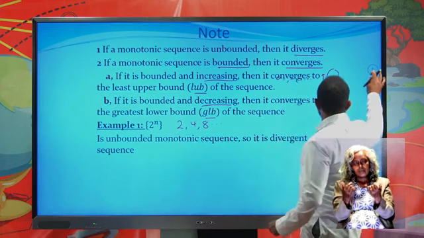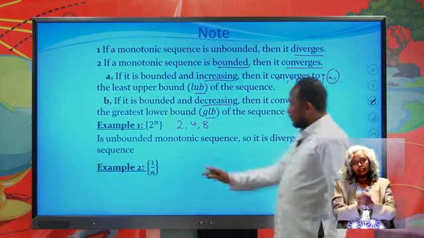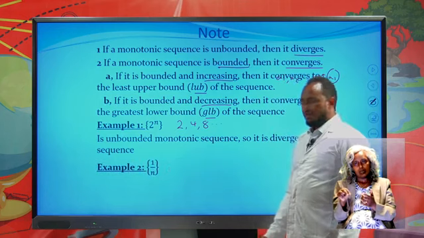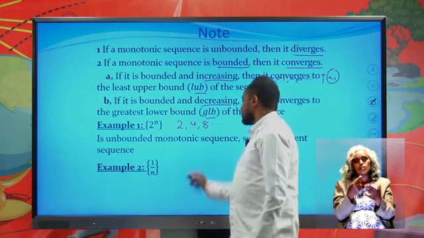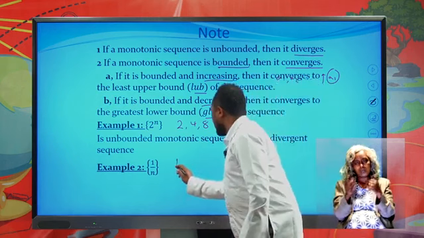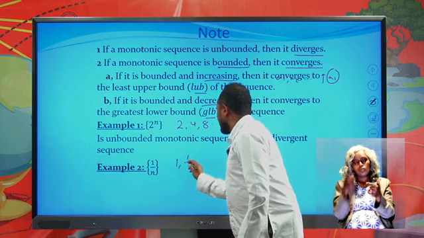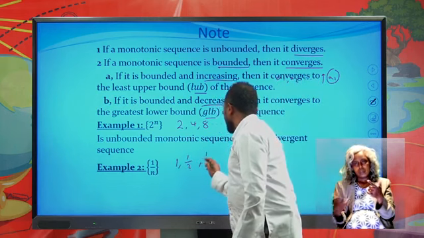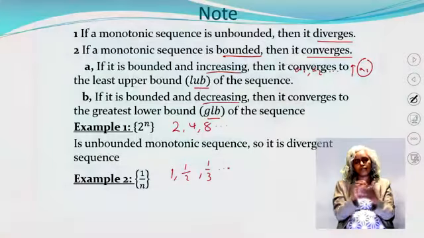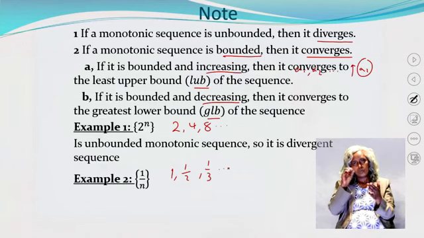Now let's see the second example, 1 over n. If you list the terms of this sequence, the first one is 1, 1 over 2, 1 over 3. It goes on like this. So it's decreasing. So it is a monotonic sequence. We said earlier, this one is a monotonic sequence.